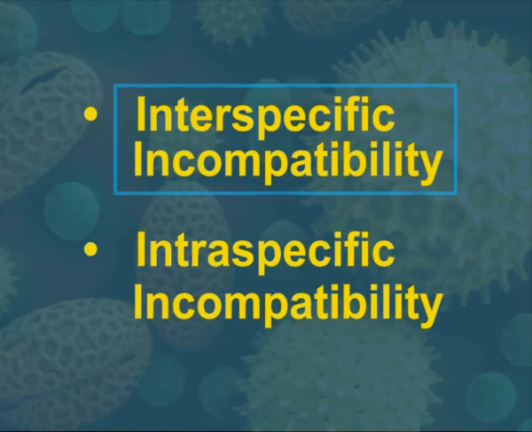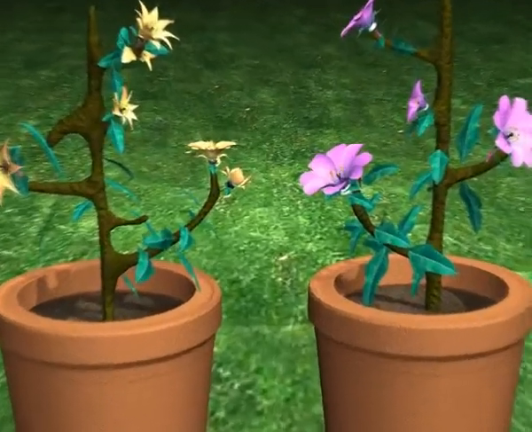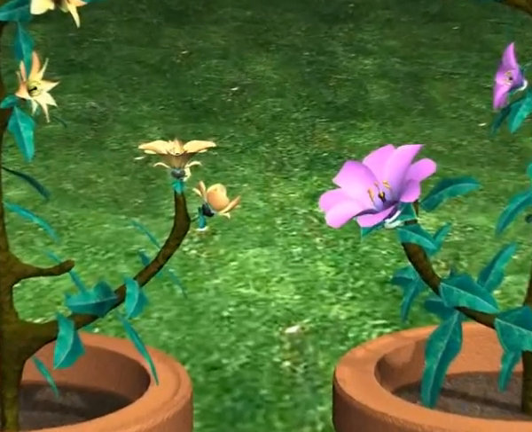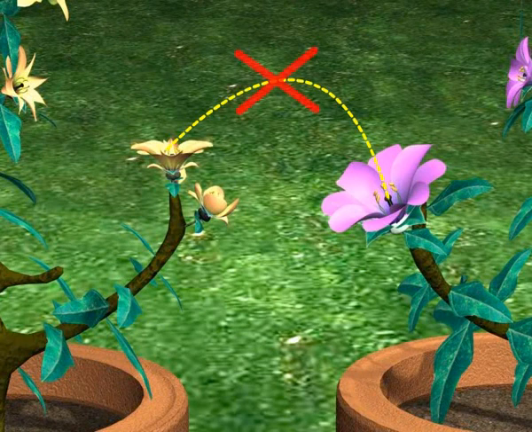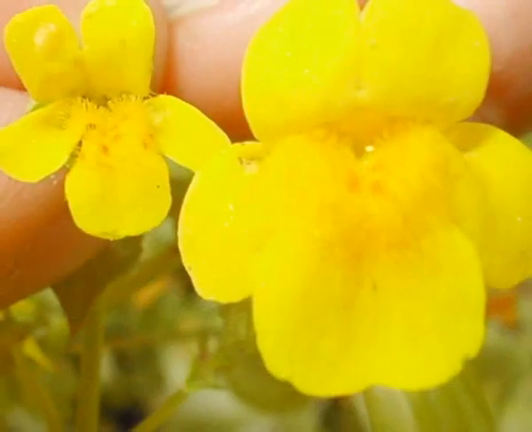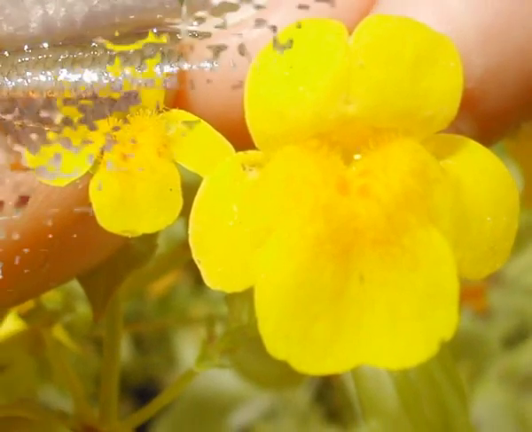Interspecific incompatibility prevents free cross-fertilization amongst members of different species. It acts as a natural barrier in the fusion of gametes from two different species. By doing so, the genetic individuality of the species is maintained.